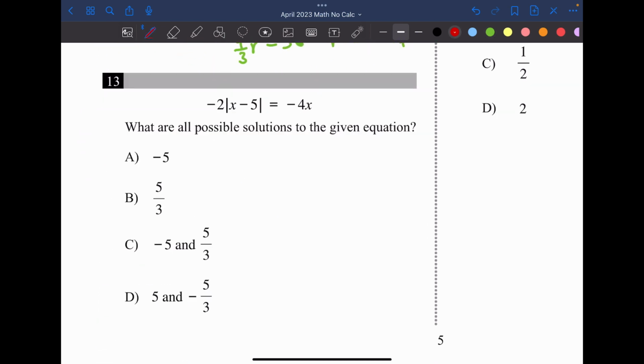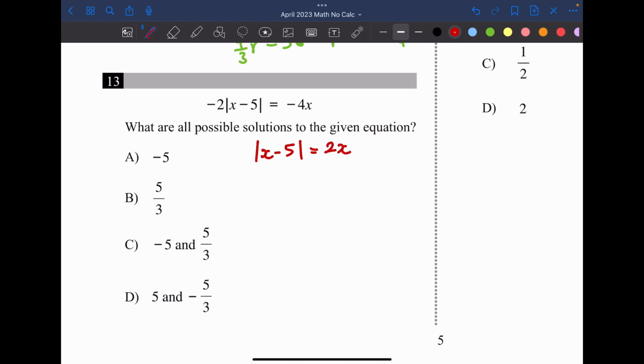Pretty simple. Question number 13, we have -2 times the absolute value of x minus 5 is equal to -4x. And then the question is, what are all the possible solutions to the given equation? So pretty simple, solve for x. So first, what we can do is get rid of this -2, because we don't want it. So we can divide both sides by -2. This will give us the absolute value of x minus 5 is equal to -4x divided by -2, which is 2x.